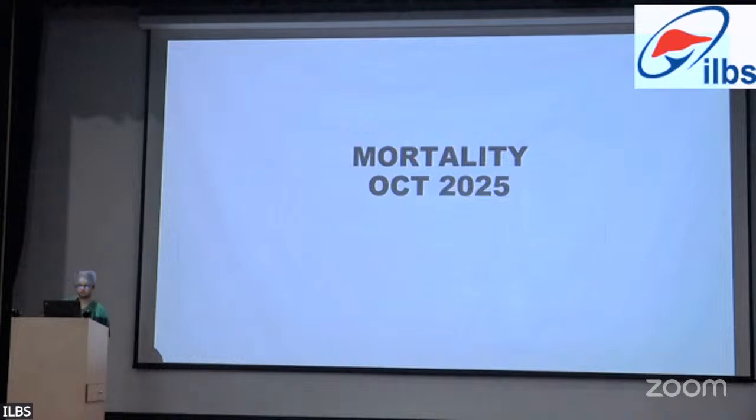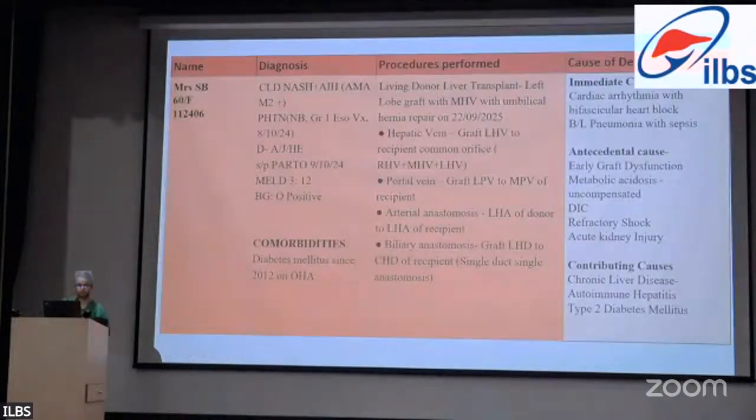Coming to mortality of October 2025, we had Mrs. SB, a 60-year-old female, CLD NASH with autoimmune hepatitis, and post partum on October 24. She had comorbidities, diabetes, and she was on OHS. She underwent living donor liver transplant with left lobe with MHV, and umbilical hernia repair on 22nd of September. The cause of death was cardiac.